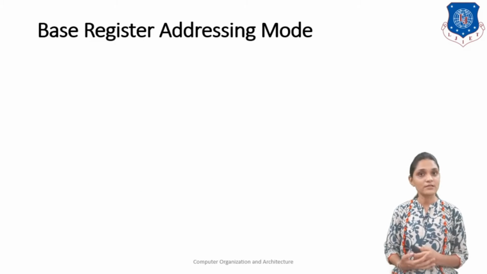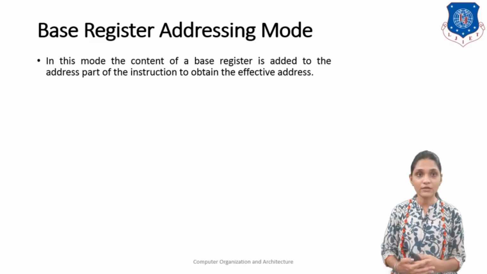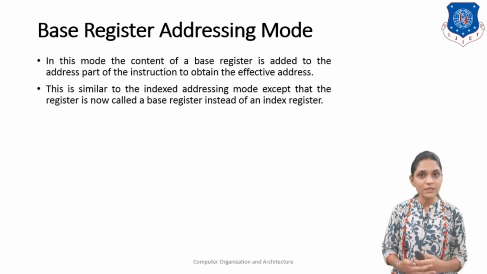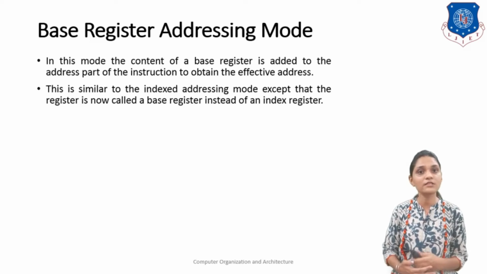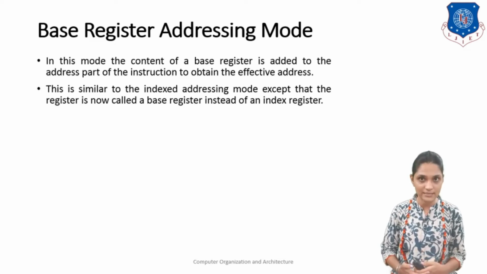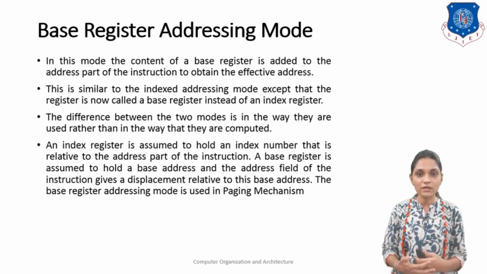The next addressing mode is the base register addressing mode. In this mode, the content of the base register is added to the address part of the instruction to obtain the effective address. This is similar to the index addressing mode, except that the register is now called the base register instead of the index register. And the difference between these two modes is in the way that we are using them rather than the way they are computed. Computation says that you have to add something, but how you are using it will be different.